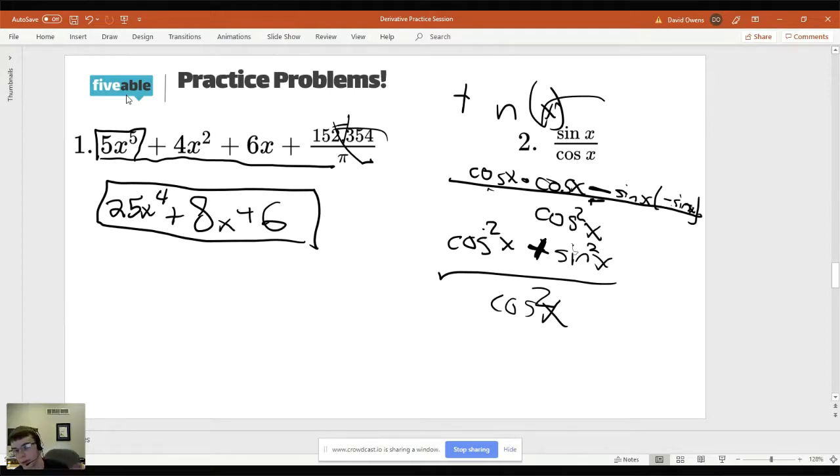Now, if you remember from your trig classes, this is one of the basic trig identities, and it's related to the Pythagorean theorem. The Pythagorean theorem says a squared plus b squared equals c squared, but if you convert that to a trig identity format based on the unit circle, we get cosine squared x plus sine squared x equals 1. That gives us 1 over cosine squared x, which is, of course, the definition of secant squared x.